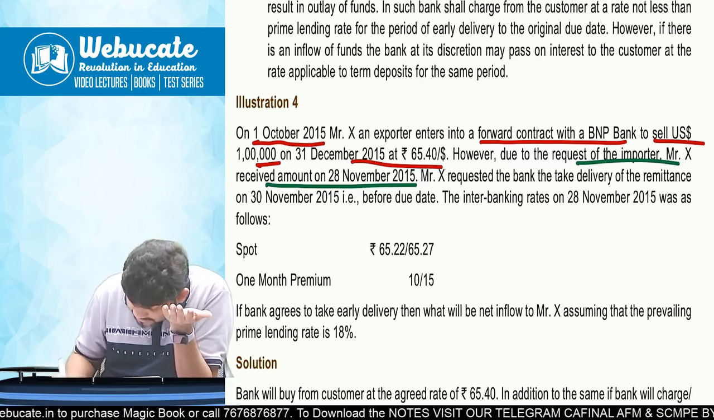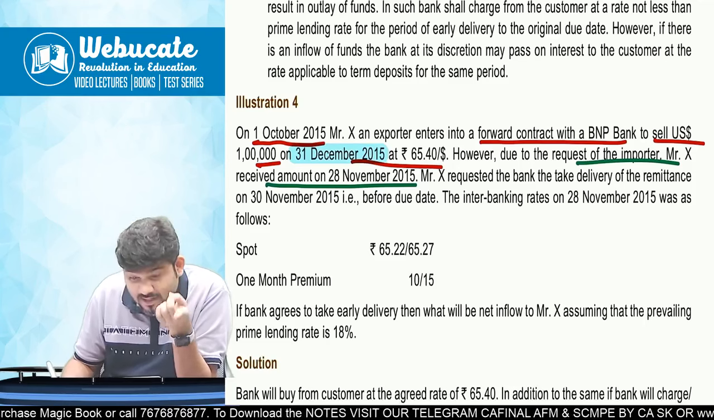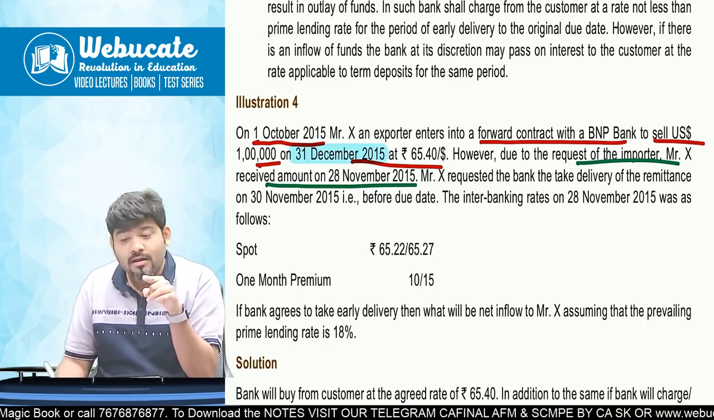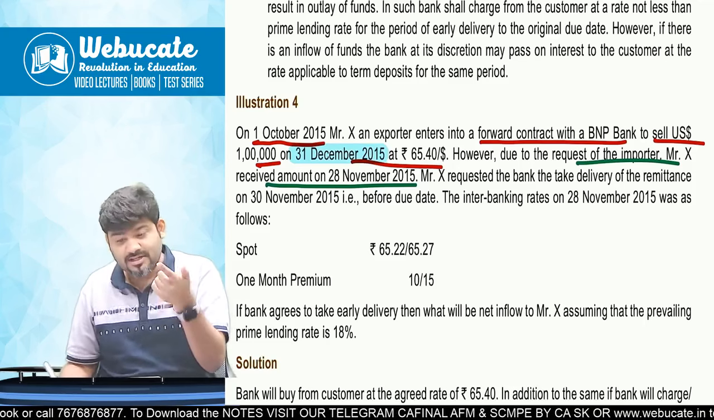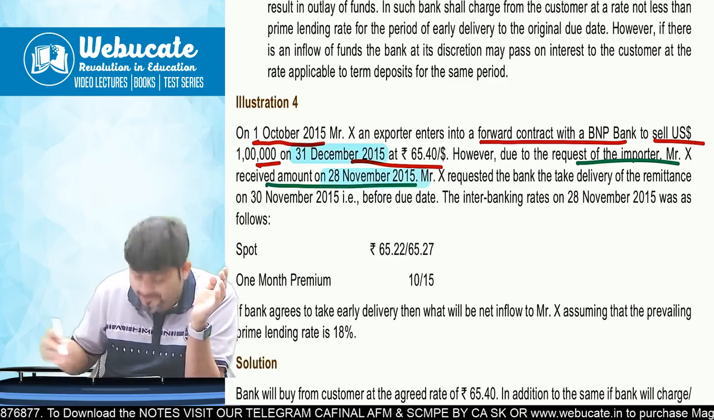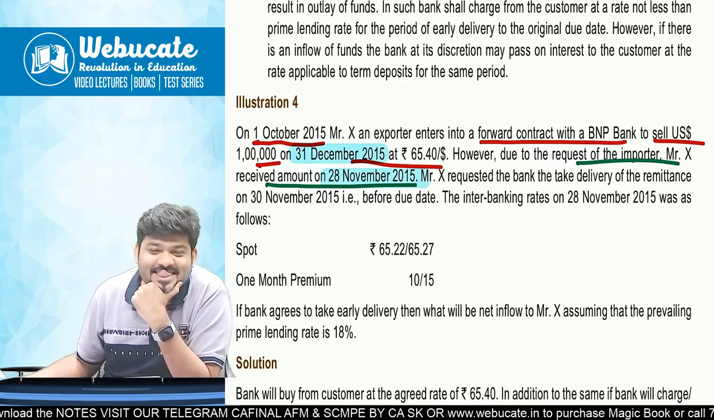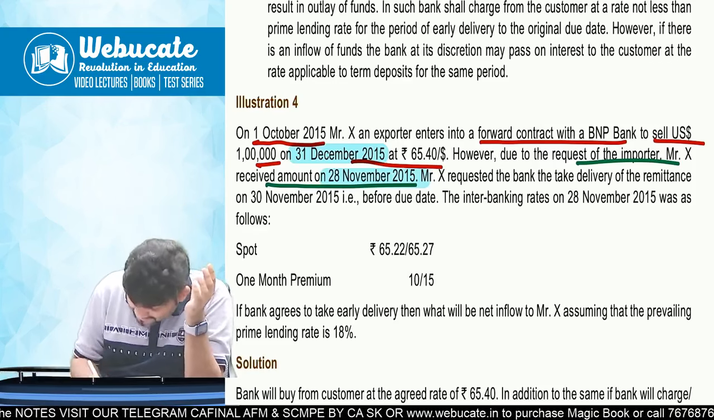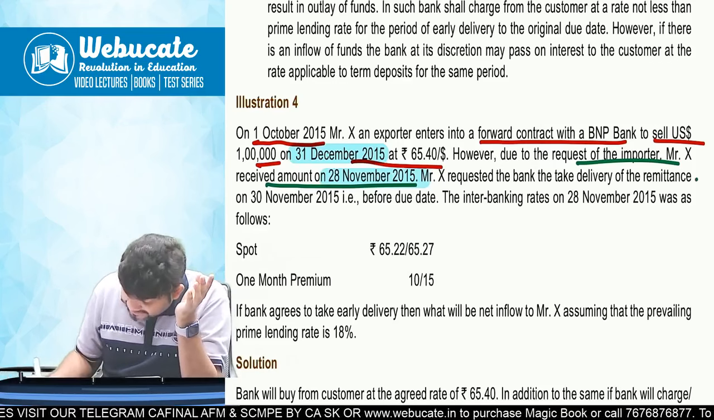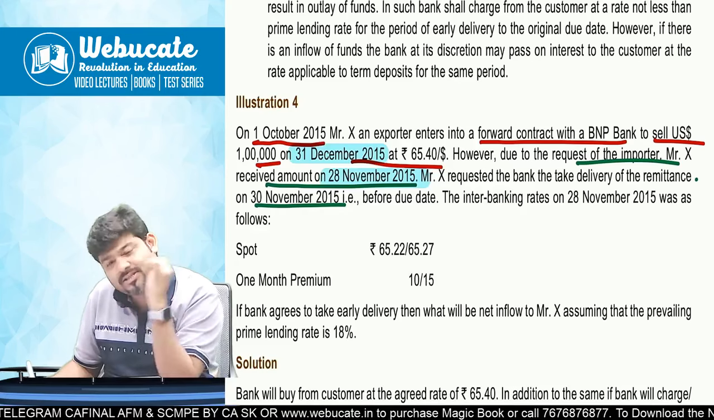What was the due date? 31st December 2015. Okay. Due to the request of the importer, Mr. X received. When is he receiving? On November 28, 1 month earlier. Okay. Mr. X requested the bank to take the delivery of the remittance on 30th November. That is 1 month before the due date.